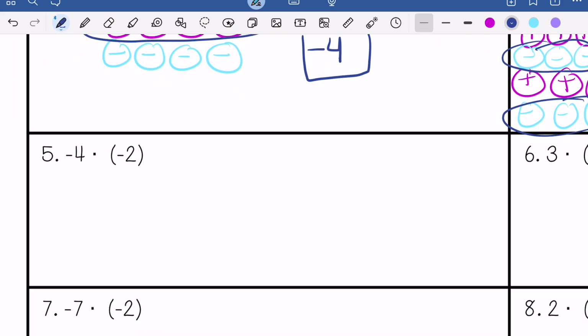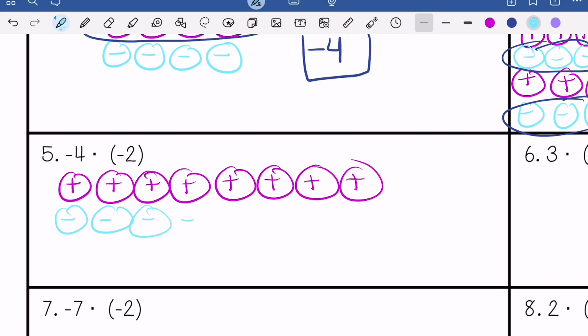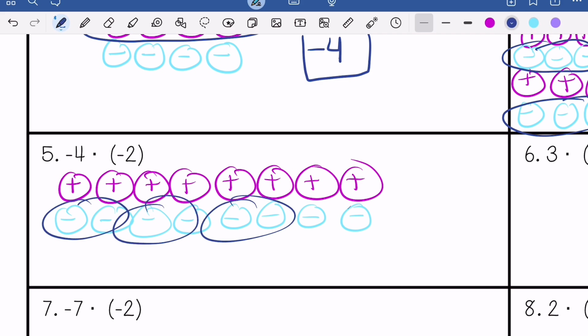All right, -4 times -2. I'm going to draw four zero pairs. I'm sorry, eight zero pairs, because 4 times 2 is 8. And I'm going to take away 4 groups of -2. I'm left with +8.